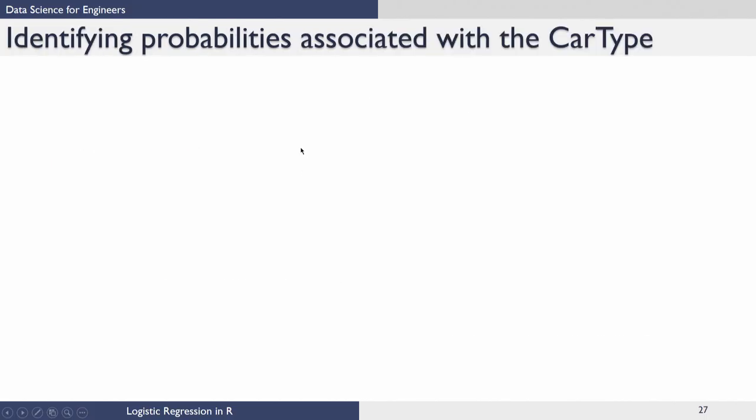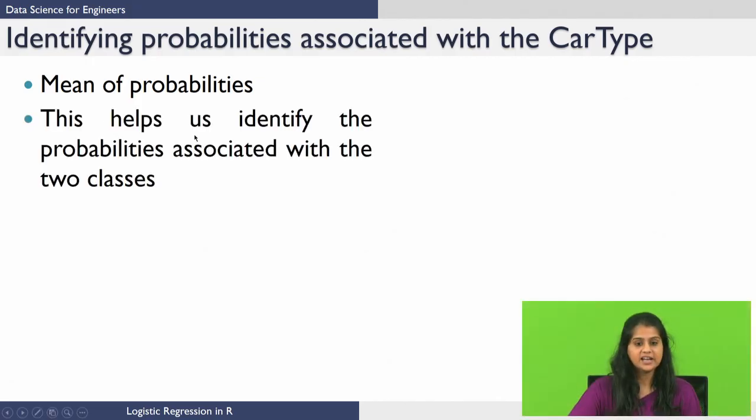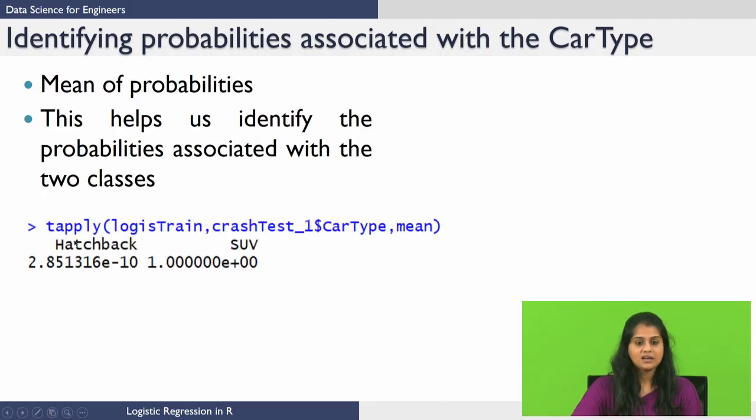So, to do that, I am going to find the mean of the probabilities, and this will help us to identify the probabilities which are associated with the two classes. I am going to use the tapply function. Now, this should ring a bell. We have learned this in the introduction to basics of R programming lecture. The input here I give as logistrain. Now, I want to classify it based on the car type. So, I am going to give crash_test_1$cartype, and the function I want to find is the mean. So, I am giving mean as the function.